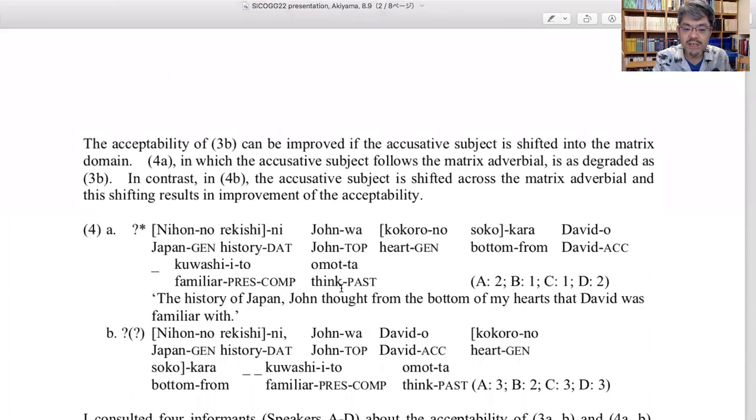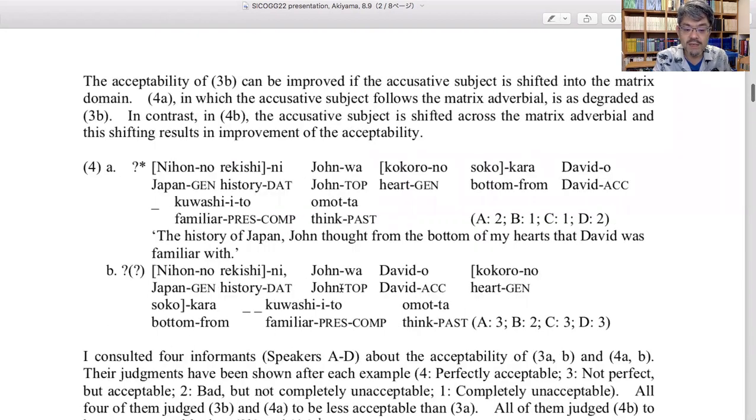The acceptability of 3b can be improved if the accusative subject is shifted into the matrix domain. For 4a, if the accusative subject follows the matrix adverbial, it is as degraded as 3b. In contrast, in 4b, the accusative subject is shifted across the matrix adverbial, and this shifting results in improvement of the acceptability. 4b, 日本の歴史にジョンはデイビッドをこのそこから詳しいと思った。This is more acceptable than 3b and 4a.